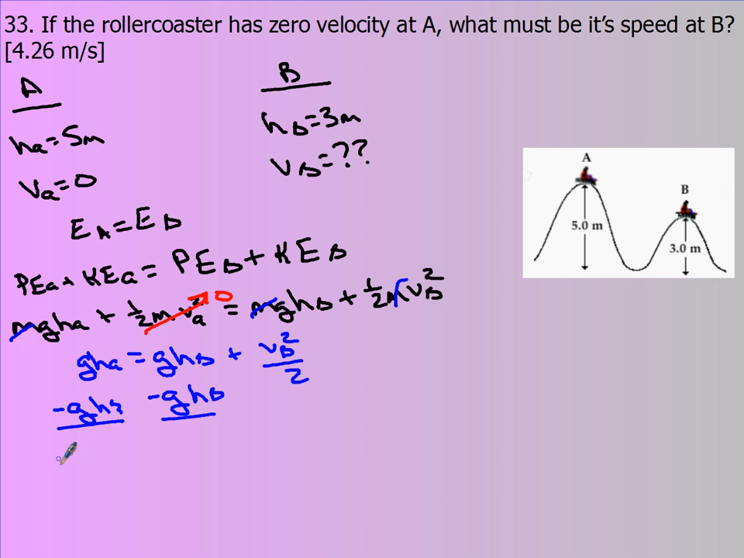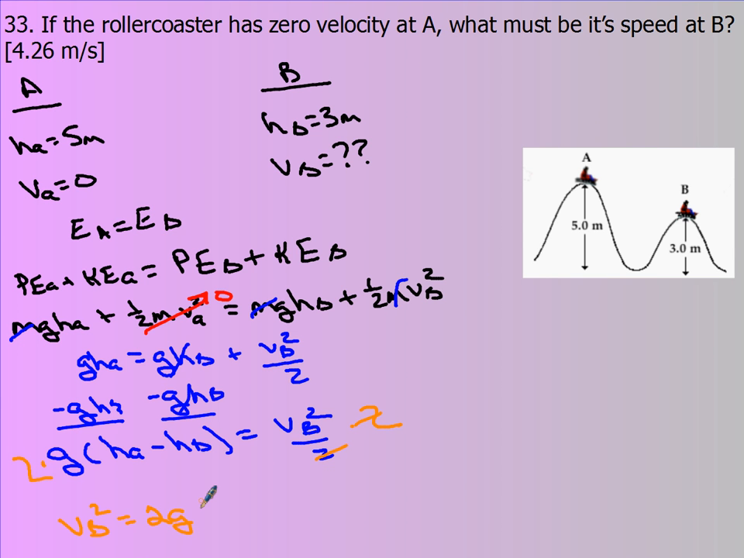So this is g. I hope you don't mind, I'm going to go and factor this. h at A minus h at B. I could have written this separately. This is velocity at B squared over 2. Those cancel. I want to get rid of the 2, so I'm going to come through and multiply both sides by 2. And then I'm going to rearrange this. The velocity at B squared is 2g times the height at A minus the height at B.